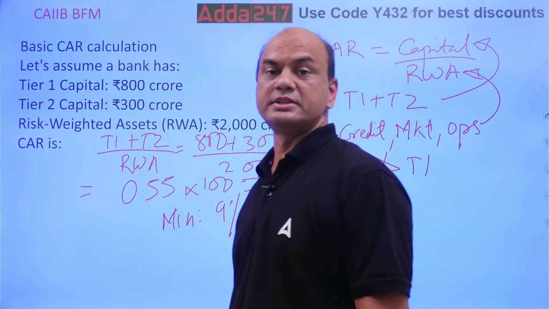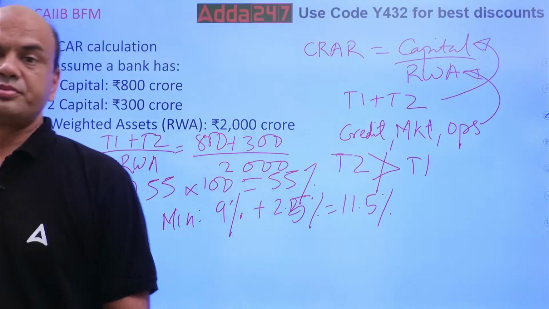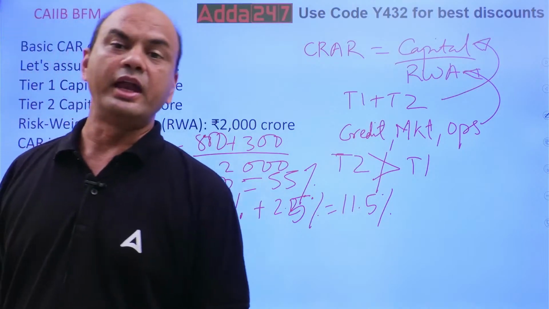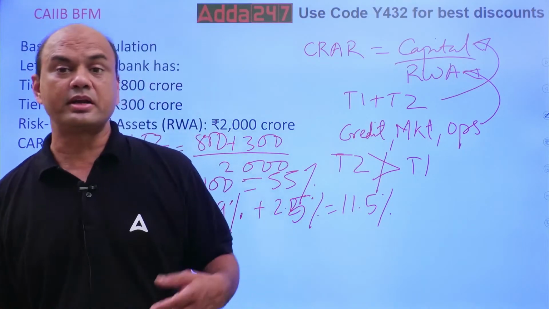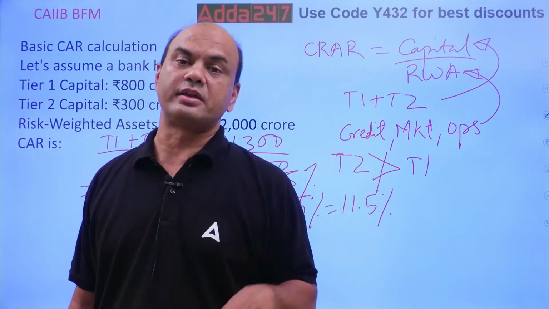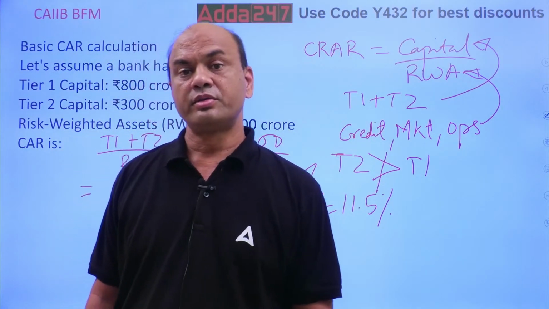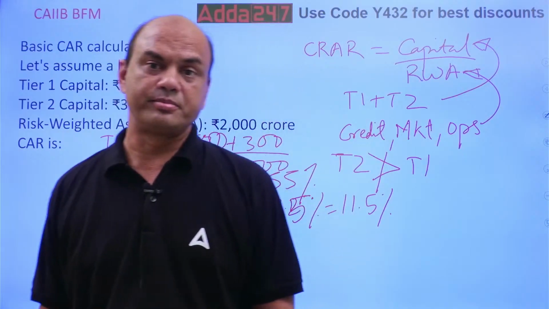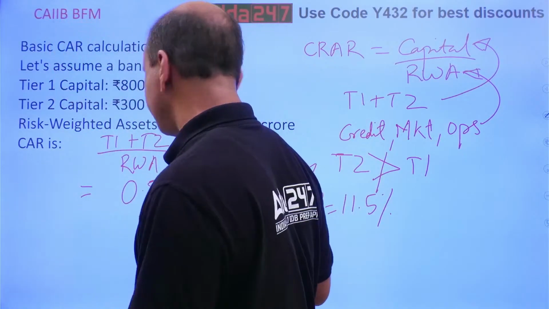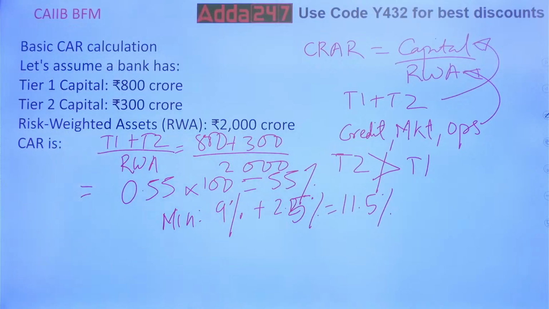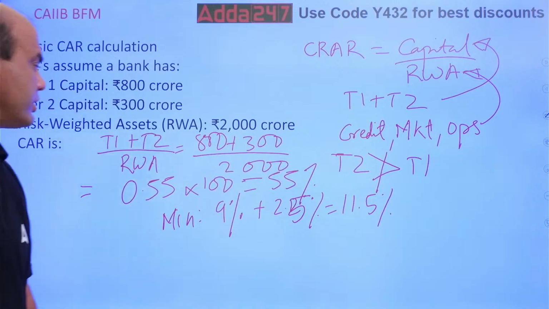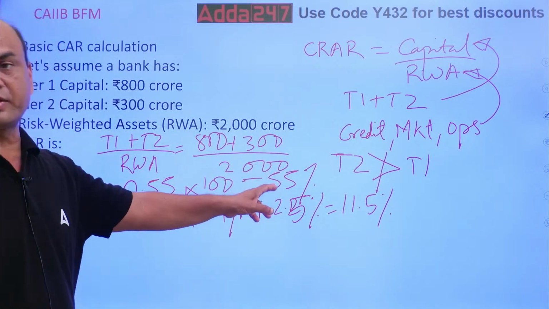Minimum CRAR is 11.5%. And for nationalized banks, RBI has made it compulsory that you should have a 12% CRAR. But kindly remember, 11.5% is the minimum one. You have to compulsorily take the CCB buffer now, the capital conservation buffer.